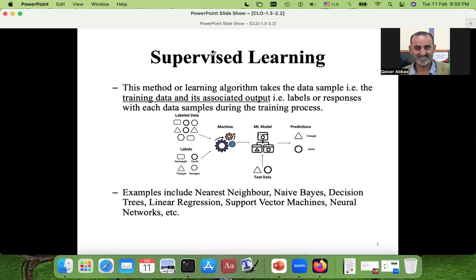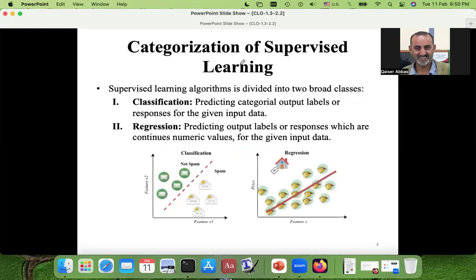Previously, we saw what supervised learning is, so I'm not going into that detail. You know that it is something with labeled data. So the data has the labels. Anyhow, this supervised learning technique has two categories, classification and regression. First we will start with classification, and then we will move towards the second category, regression.